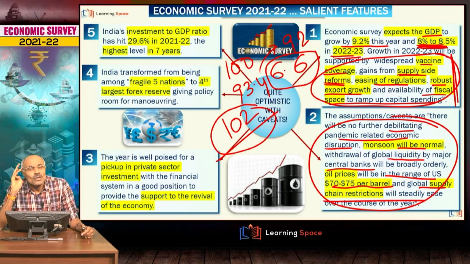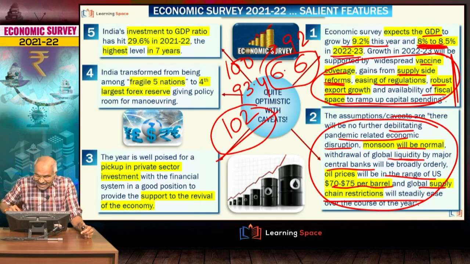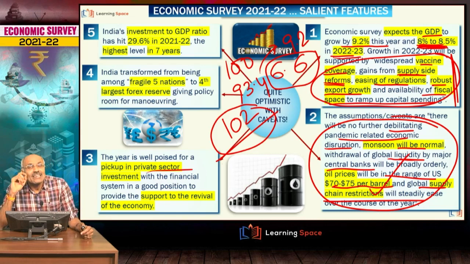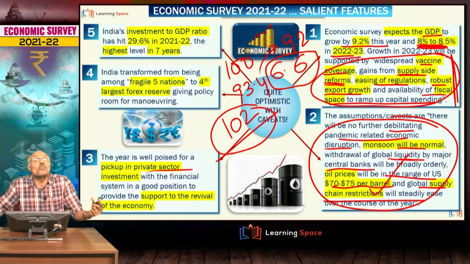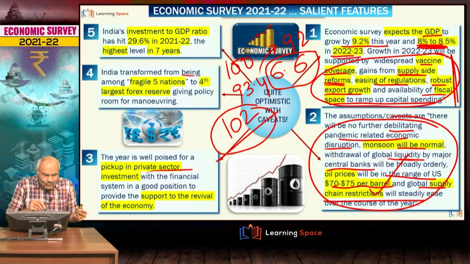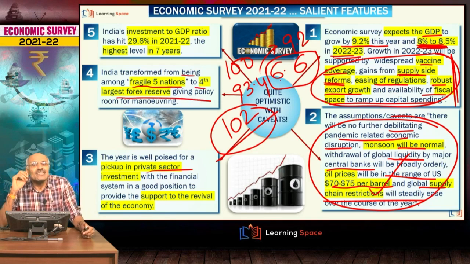Monsoon will be normal. No major disruption due to COVID-19. Then withdrawal of global liquidity by the central banks smoothly. Oil at $70 to $75 a barrel. All these things are assumptions, right? And because of the government steps, the private sector is in a position to ramp up investment, because you see the government is increasing capital investment. When the government increases capital investment, then automatically private sector investment is expected to push up, right? And India transformed from being among the fragile 5 nations to having the 4th largest foreign exchange reserves.